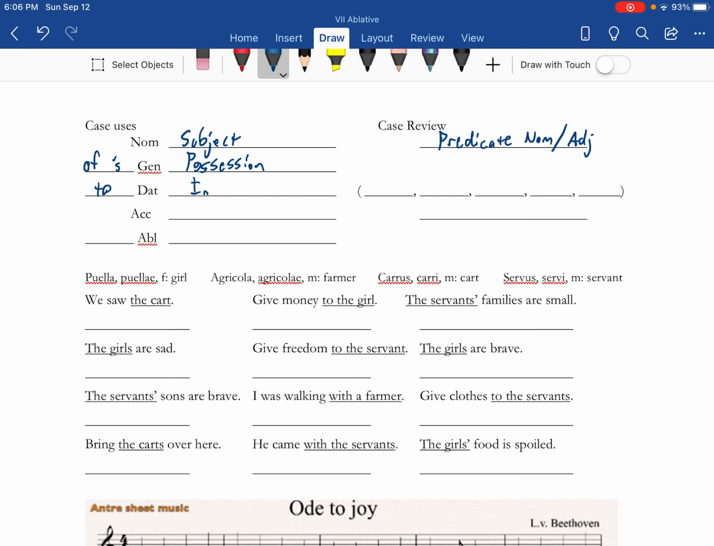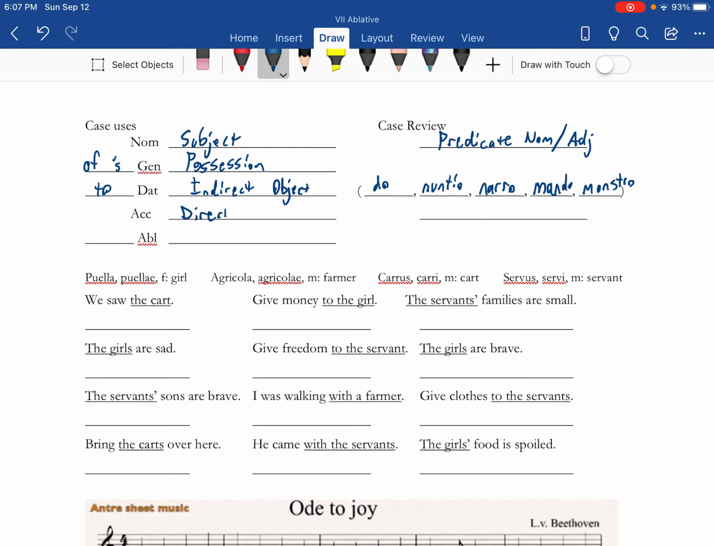Dative is to, and that's going to be your indirect object, which receives the direct object. And words in Latin that set this up. There are a lot of them, but those are the main ones. Do, give; nuntio, announce; narro, tell; mando, entrust; monstro, point out.